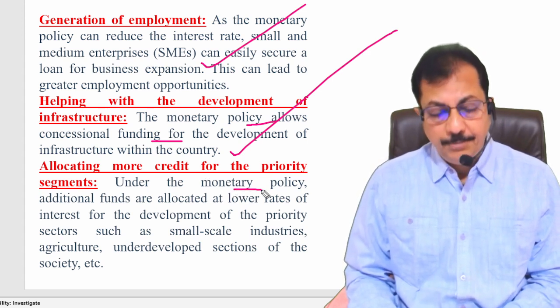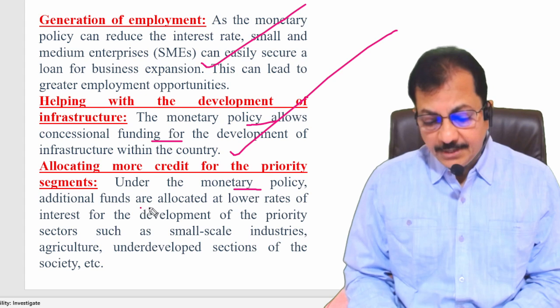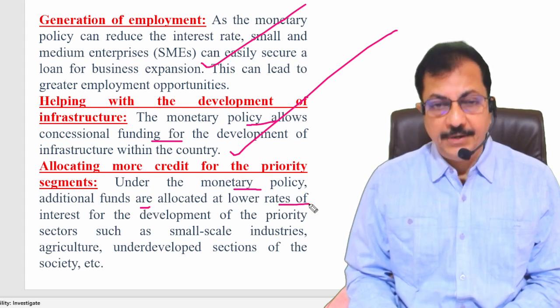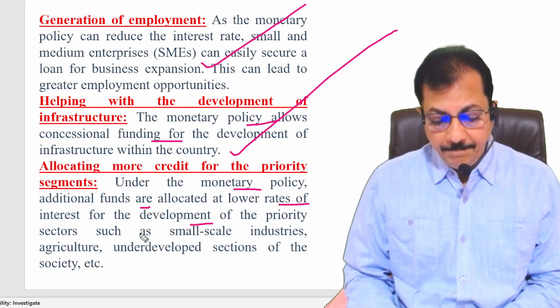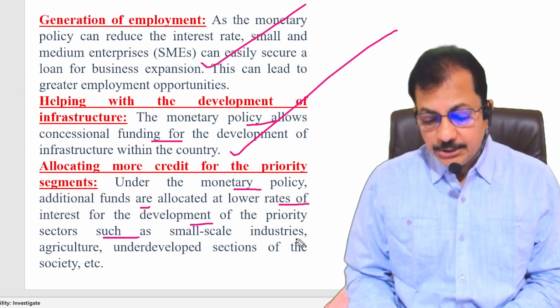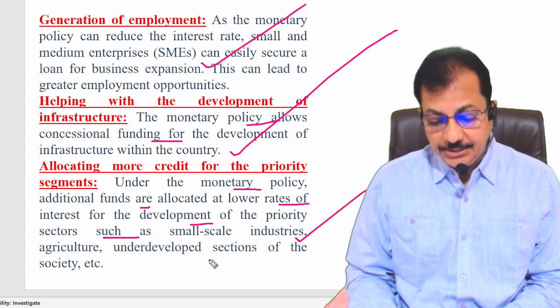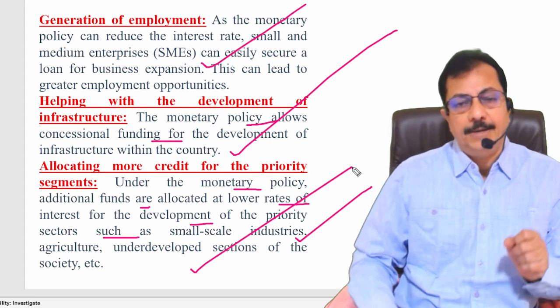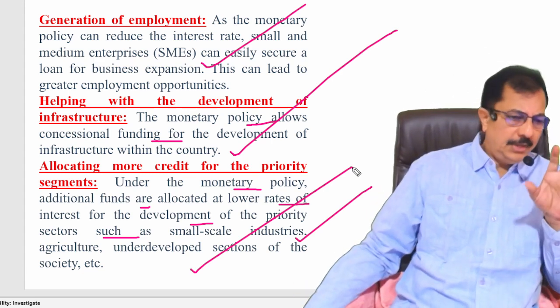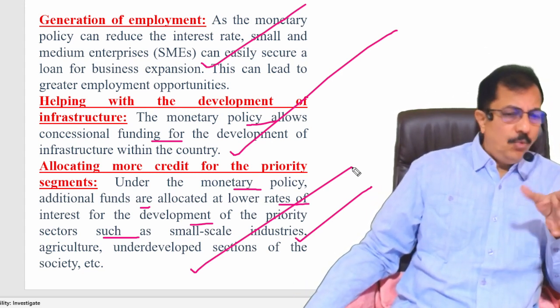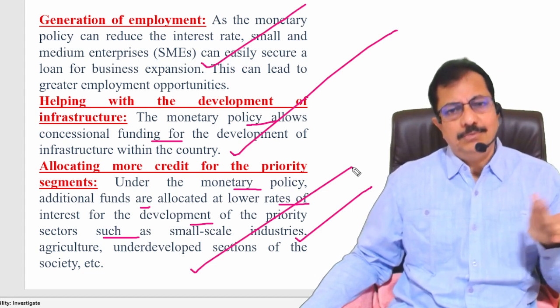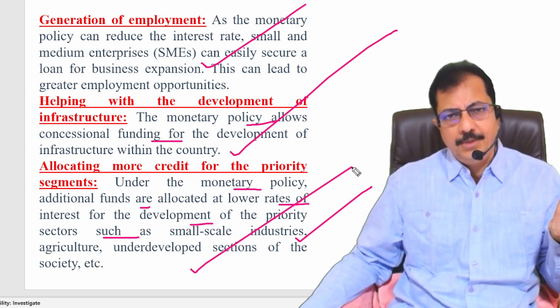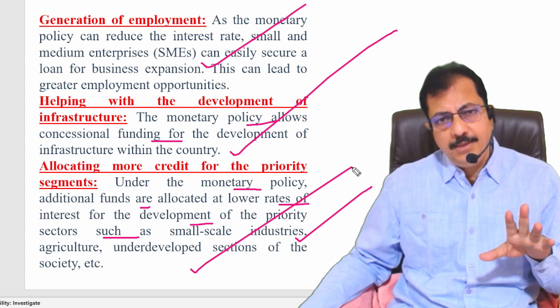Under the monetary policy, additional funds are allocated at lower rates of interest for the development of the priority sectors such as the small scale industries, agriculture, and underdeveloped sections of the society. That is the reason why, when you are giving the loan, what percentage you can charge will vary from bank to bank, and that will be decided by RBI.